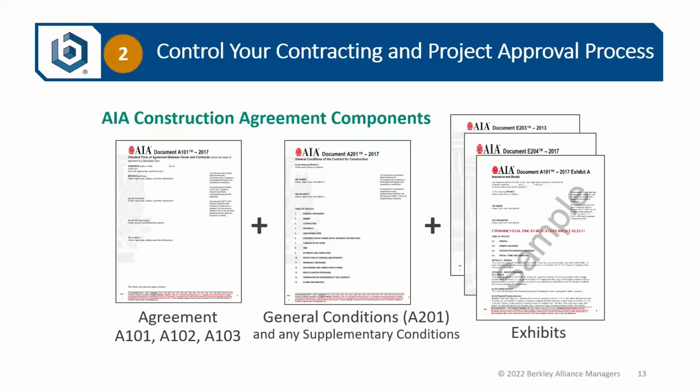So, here's what AIA construction agreements look like. This is the A201 family. There's the A201 document in the middle. It is triggered by the A101, A102, or A103 agreement. A101 being a lump sum or fixed price agreement, A102 and A103 being cost plus agreements, one with a GMP and one without. And then there are a series of exhibits on the right side, a couple of which are new in the 2017 family, particularly the A101 insurance exhibit, the exhibit of insurance and bonds.